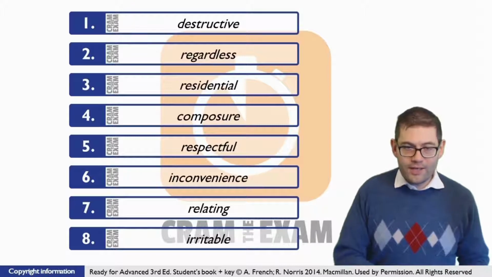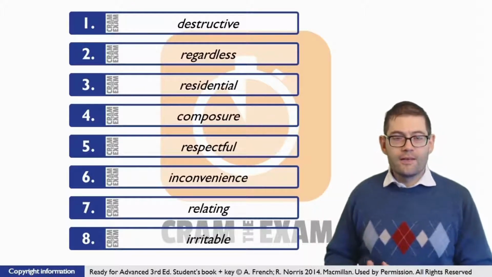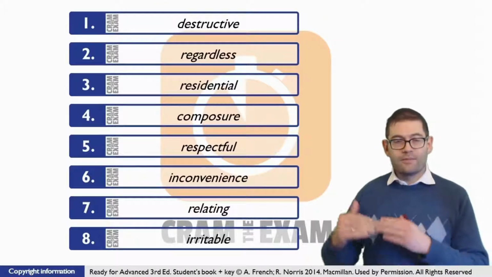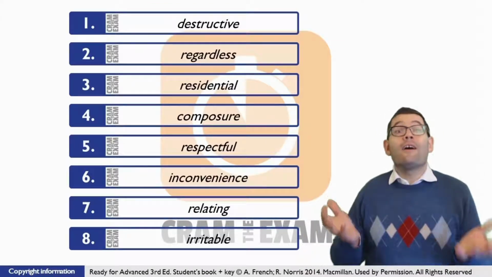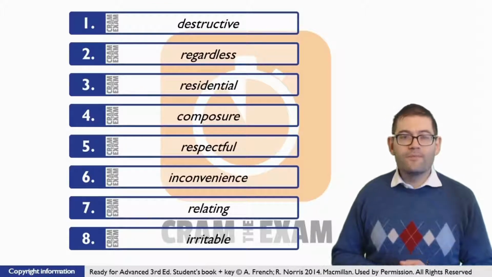For question number 3, not so difficult this one. Before the gap we've got an adjective, after the gap we've got the noun that adjective modifies, so we've got adjective, gap, noun. What could this be? Well, it can only be another adjective. What's the adjective of the stem word? Residential.